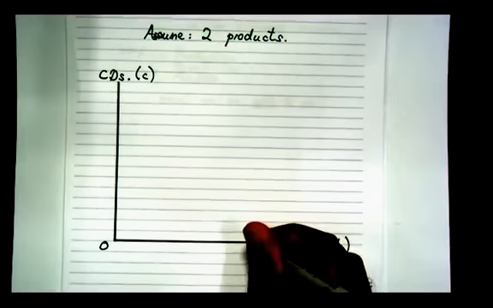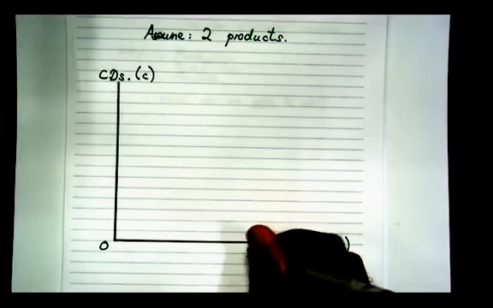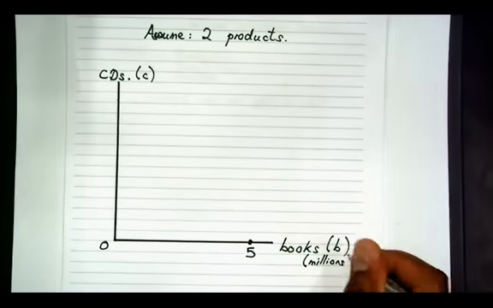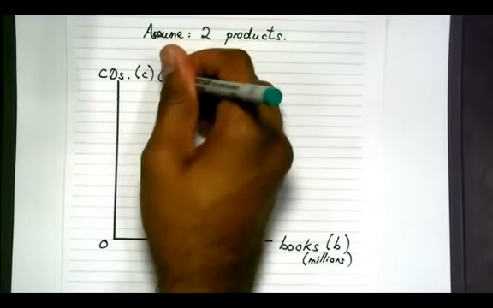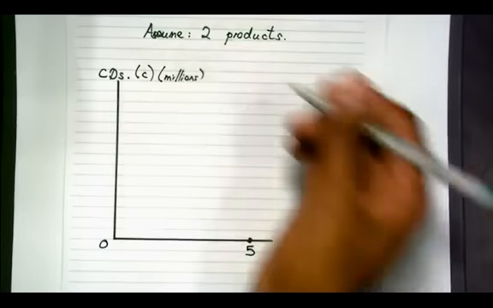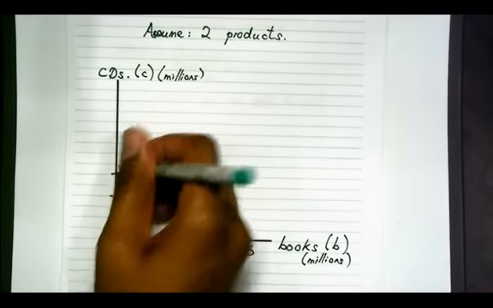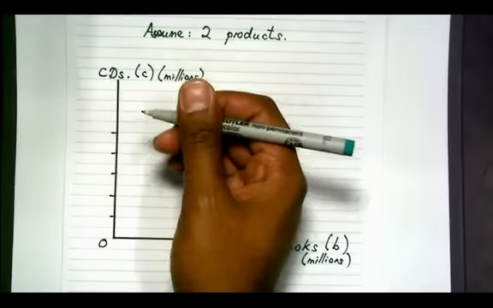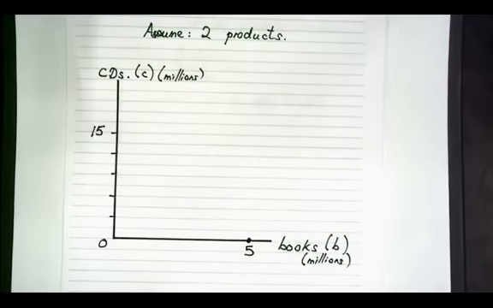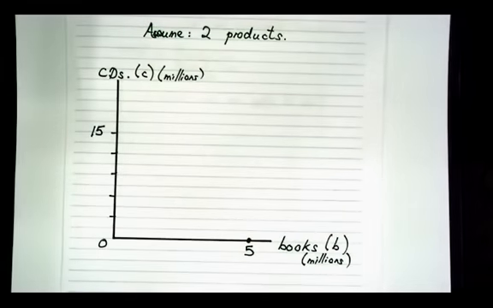Can we produce an unlimited quantity of books in a given period of time? No, because our resources are limited. So we can't produce an unlimited quantity of books. Let's say the most number of books we can produce are 5 million books. And the most number of CDs we can produce is 15 million CDs. Yeah?